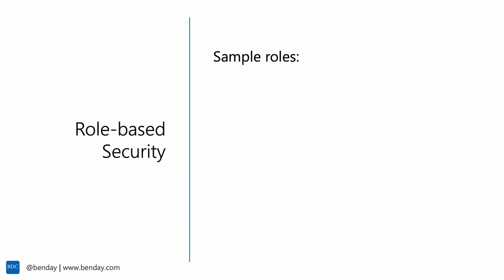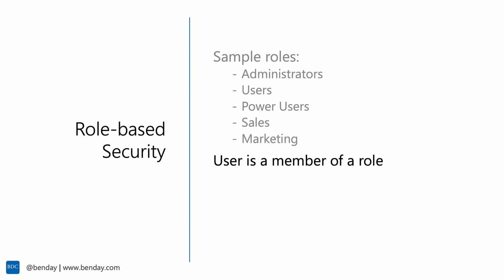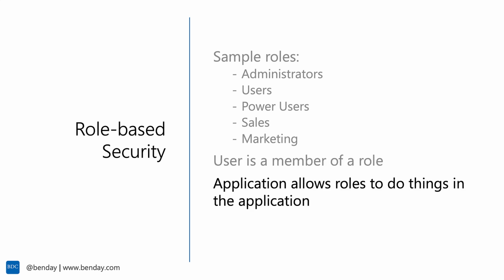So let's say that you have sample roles in your applications like administrators, users, power users, sales, and marketing. However you take care of it, you put a user into that role, and then depending on whether or not the user is a member of that role, the application decides whether or not to let those people in for those features. Role-based security has been with us in .NET since the beginning, but now we've got something called claims.